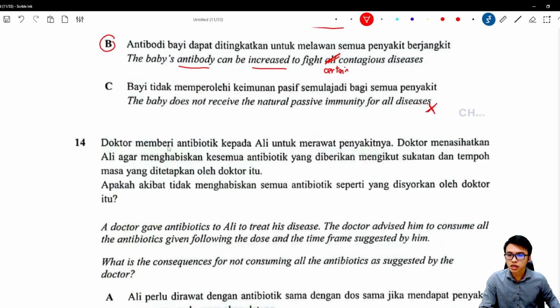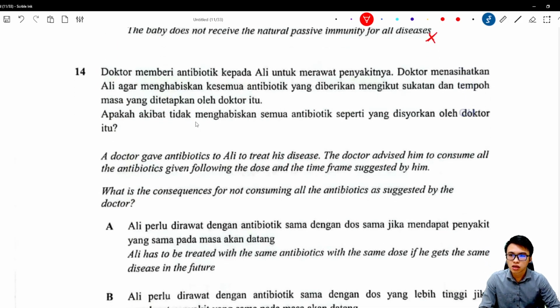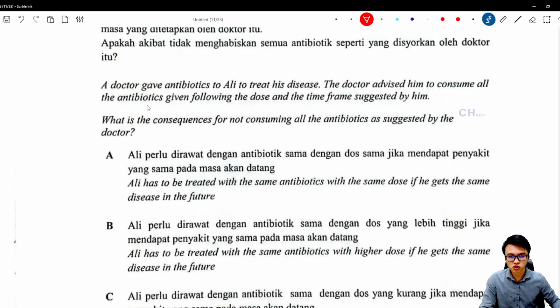Now let's look at question 14. A doctor gave antibiotics to Ali to treat his disease. The doctor advised him to consume all the antibiotics following the dose and time frame suggested. What is the consequence of not consuming all the antibiotics? You must consume all the antibiotics. Let's say you consume just half of what the doctor assigned. Not all the bacteria are killed by the antibiotic, so some bacteria stay inside your body.